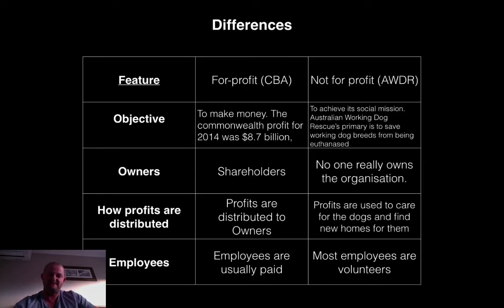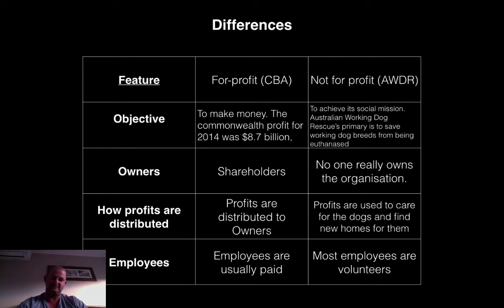So, like I talked about at the start of this podcast, we need to distinguish based on key features of these types of organisations. Key features are the objectives, the owners, how profits are distributed, and employees. So a for-profit organisation, obviously like I talked about before, aims to make money. As you can see, the Commonwealth Bank last year made $8.7 billion, where a not-for-profit organisation has a social objective. So, for example, the Australian Working Dog Rescue aims to rescue dogs and prevent them from being killed or euthanized.